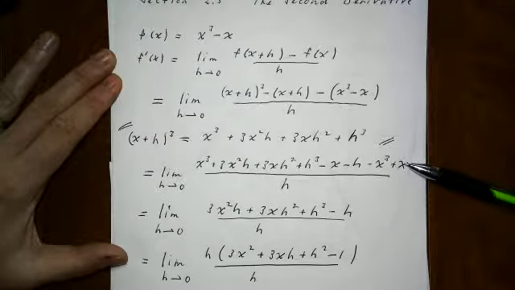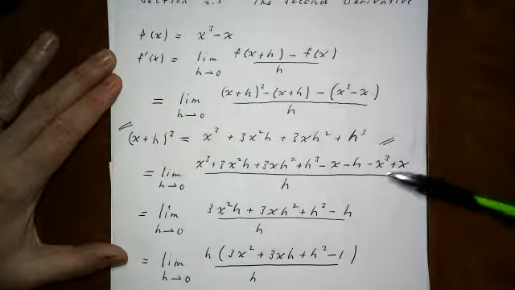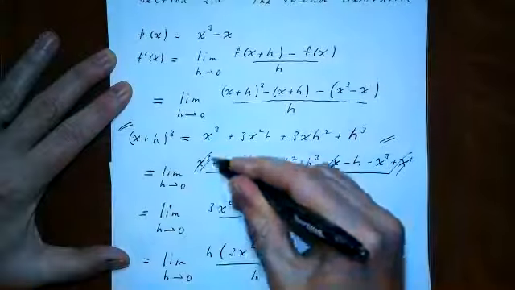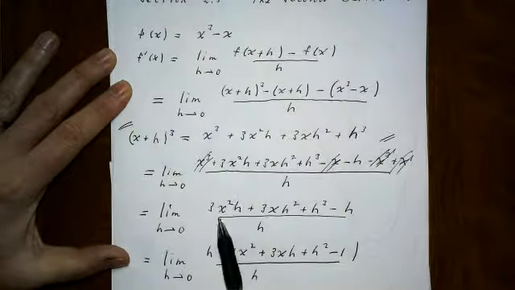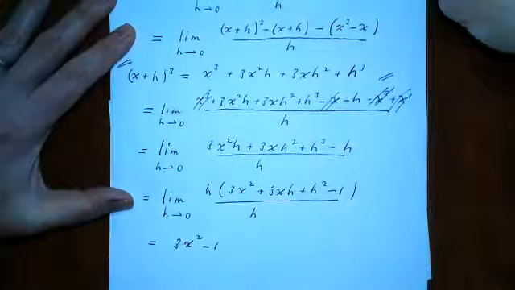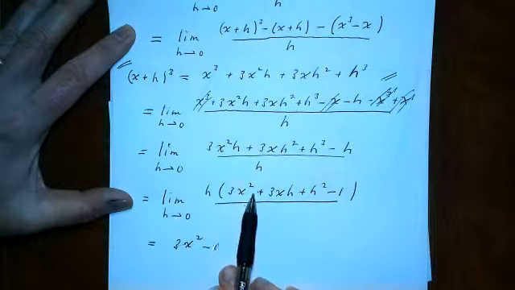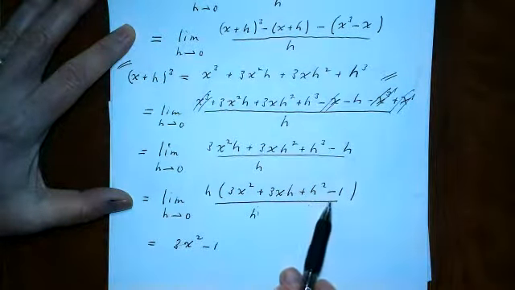Now let's take a look. We notice that these x's cancel, this x and that x. We also see that this x to the third cancels with this x to the third. And so what we're left with is 3x squared h plus 3xh squared plus h to the third minus h. And just like we usually do, we factor an h out at this point. So we have h times 3x squared plus 3xh plus h squared minus 1. We cancel our h's.